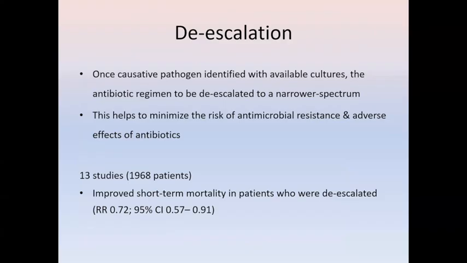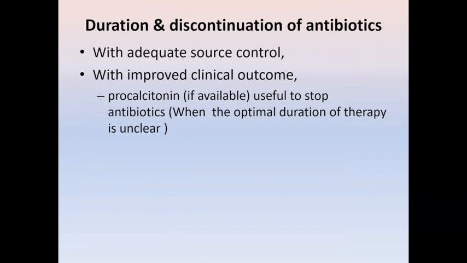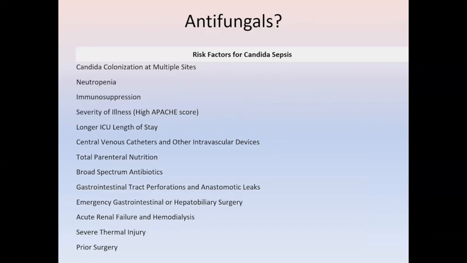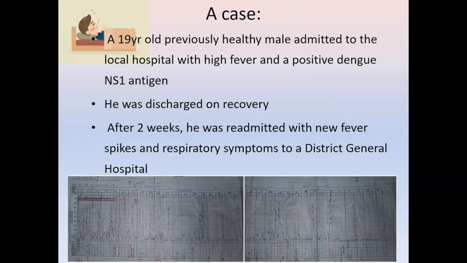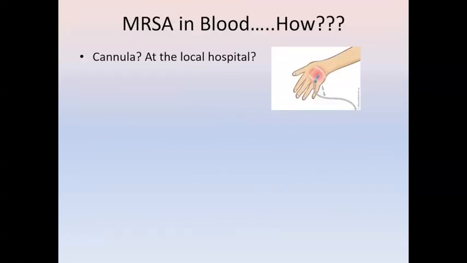but in our guidelines, they have advised it in sepsis. And for de-escalation, we have to de-escalate when the cultures are available. Regarding duration and discontinuation, we stop antibiotics when we have adequate source control with improved clinical outcome. We can use procalcitonin to stop antibiotics because we don't have clear-cut durations. So with procalcitonin, we can omit antibiotics. And antifungals, of course, if there are indications, we can start. I had a case, but we don't have enough time.